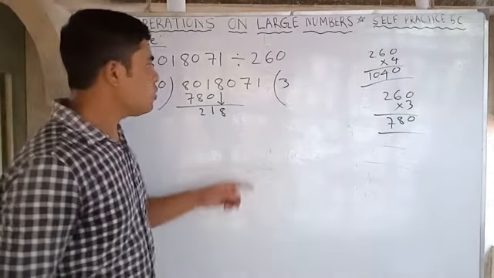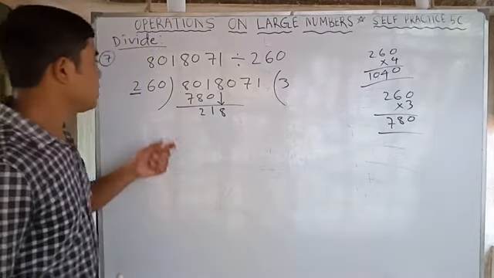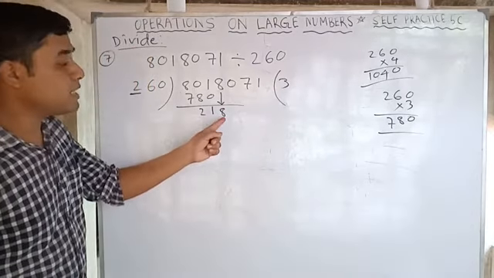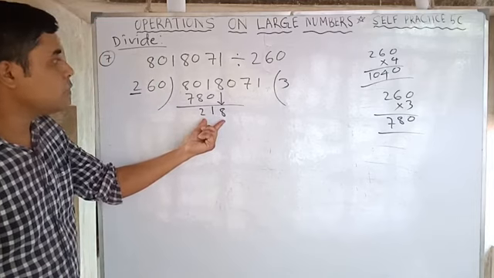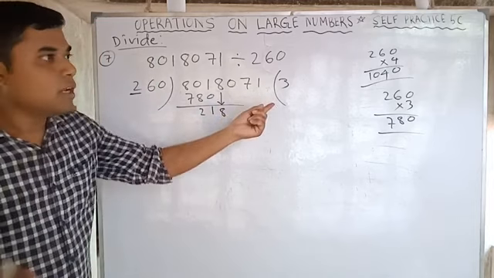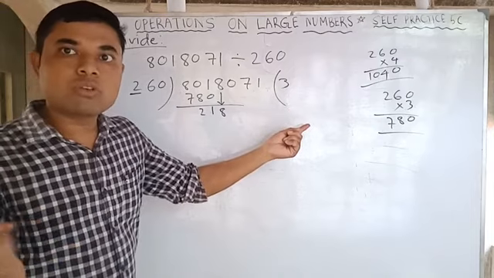Okay, now what will we do? It is 800 after taking this down. After taking this 8 down, it is smaller. So what will we do? It will not go by 1 also. It will go by 0.